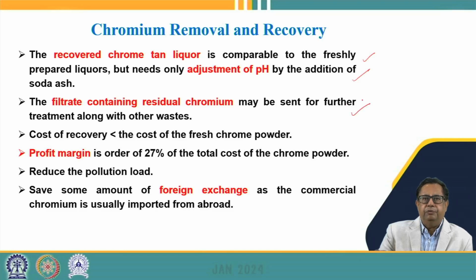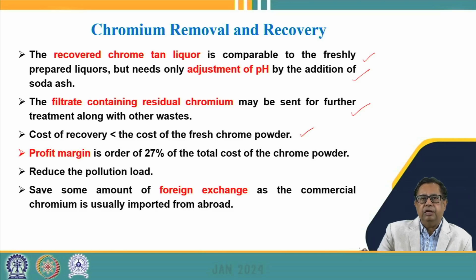Similarly, the filtrate which comes out from the recovery of the chrome tan liquor may also contain chromium, and it may be further sent for treatment with the other wastewater. So the cost of the recovery may be less than the cost of the fresh chromium powder that we are using. So it is feasible that we can go for the recovery process, and here the profit margin may be of the order of 27% of the total cost of the chrome powder. So it becomes beneficial that we try to recover the chromium out of it.